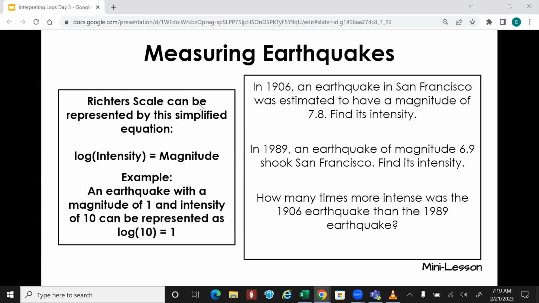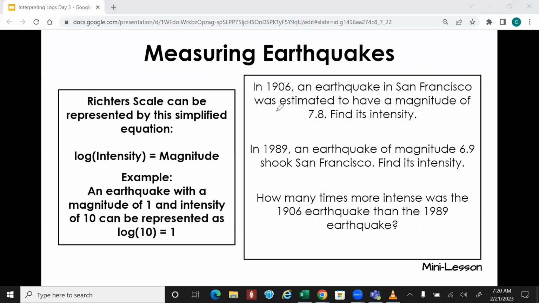Okay, the Richter scale can be represented by this simplified equation. So log of the intensity equals the magnitude. So here's an example. An earthquake with a magnitude of 1 and intensity of 10 can be represented as log of 10 equals 1.